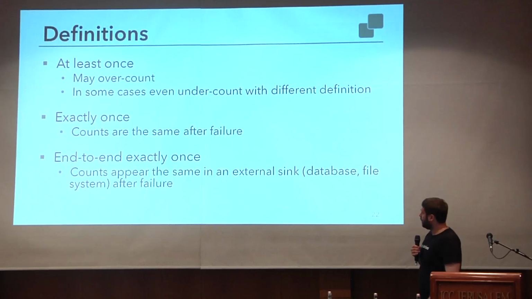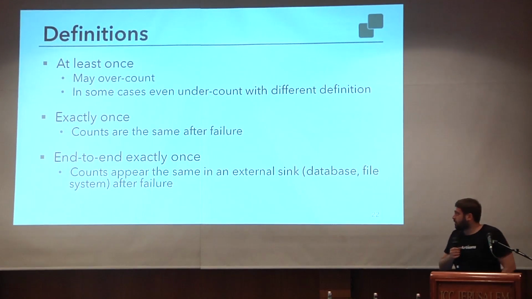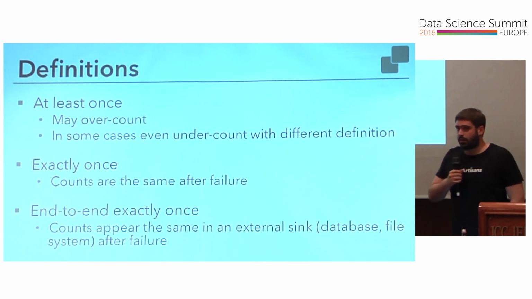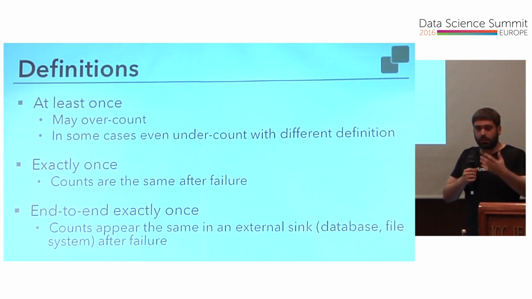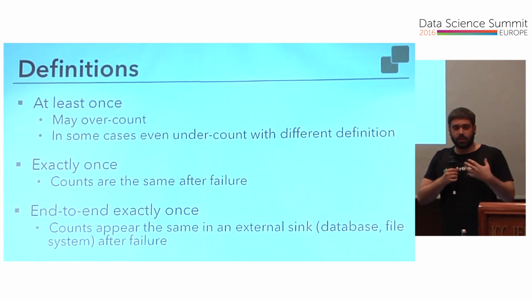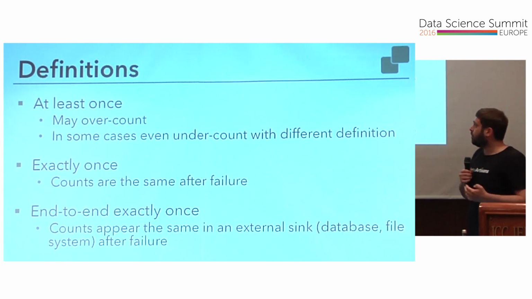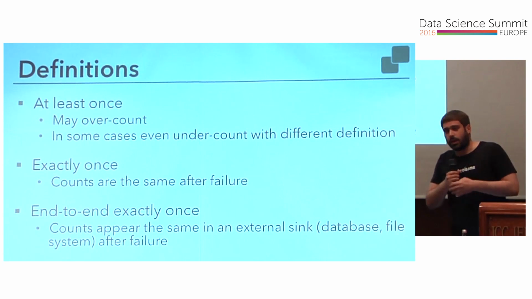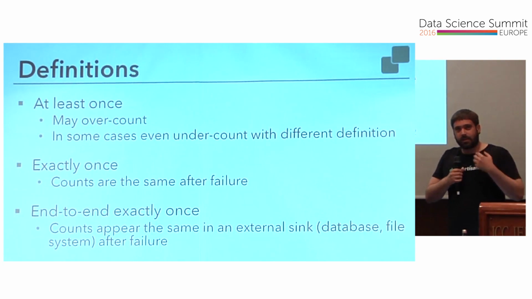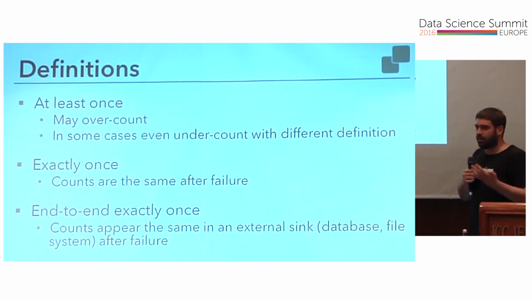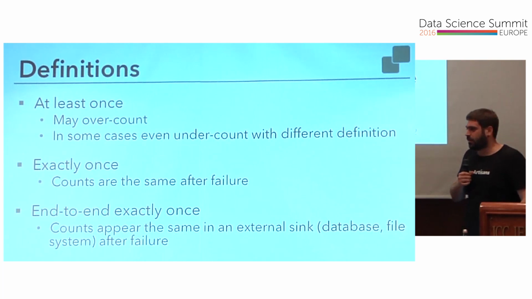Usually the definitions that people use here are the following. The term at least once is, let's say, imagine that we were counting, and our state is a counter. If we have at-least-once guarantees, then we might overcount, but we will not undercount. At times, people have used this term to also mean undercount, but I think the correct use is exactly that.